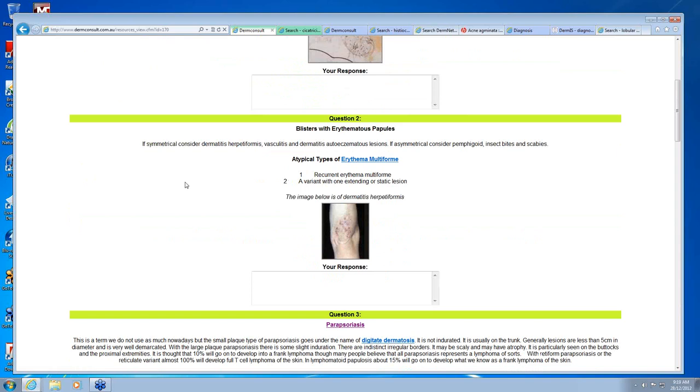What's the next topic? Blisters with erythematous papules. Well, you can argue that papules are a milder form of the inflammation that's taking place, and blisters occur when you've got maximum inflammatory damage. We've said that if it's symmetrical, consider dermatitis herpetiformis. Now that's your gluten hypersensitivity rash. Typically it's going to be seen on the elbows, symmetrically, on the scapulae, and on the buttock cheeks.